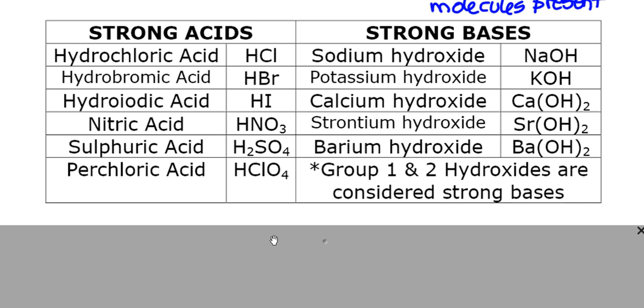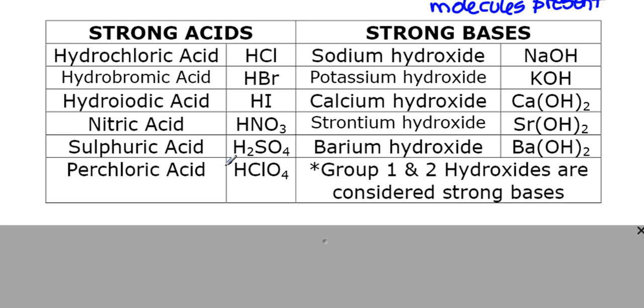So these ones all will break apart into their ions in solutions. All of them have the hydrogen ion. So the hydrogen ion will break apart and you'll have chloride ions or bromide ions or iodide ions, nitrate ions, sulfate ions, or perchlorate ions in solution. None of these molecules are left.